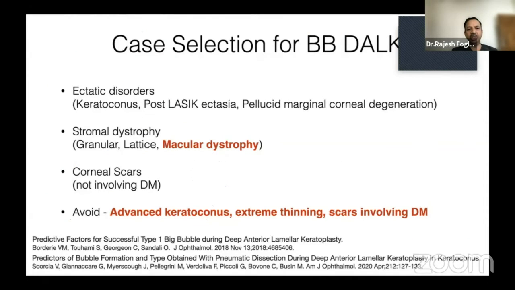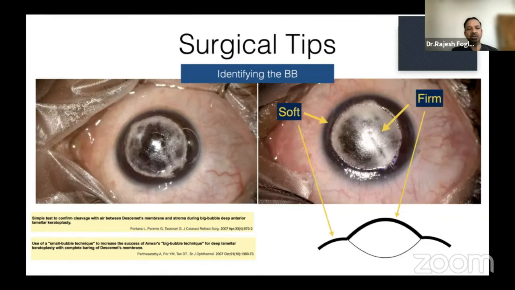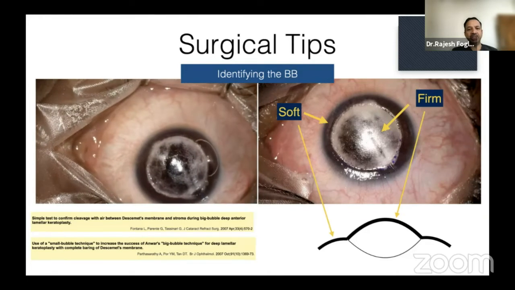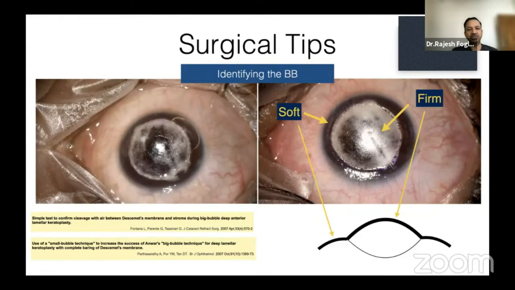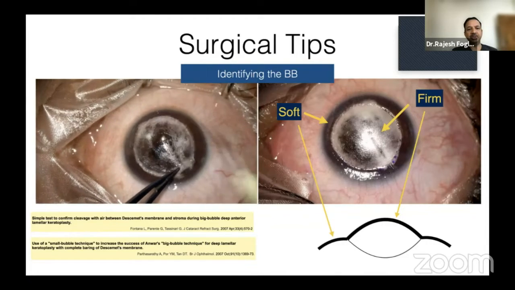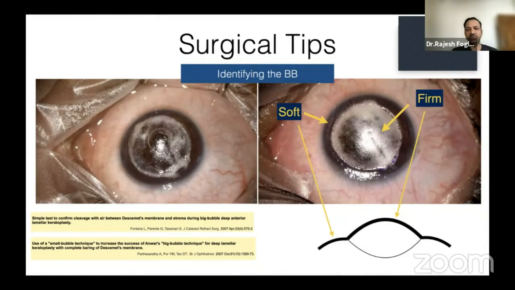Big bubble should be avoided in macular dystrophy, advanced keratoconus with extreme thinning, and scars which are involving Descemet's membrane. The bubble can be identified with a small bubble test where you place a small air bubble, which remains in the periphery, and after you deflate, the bubble comes to the center.